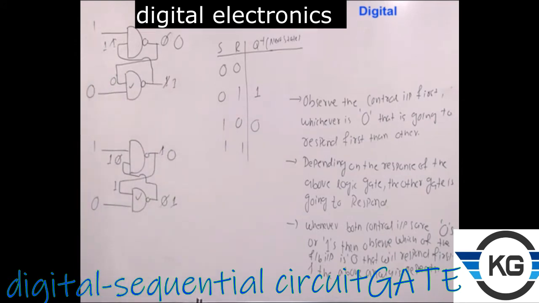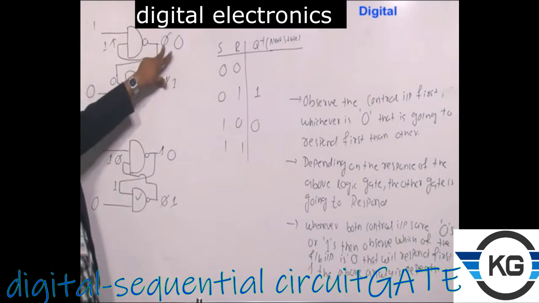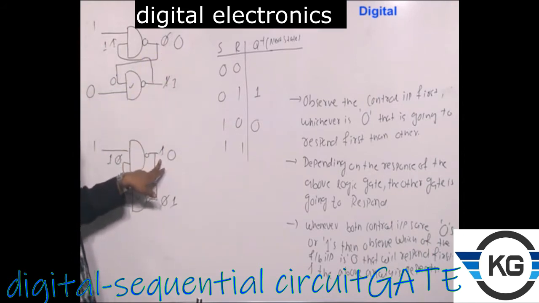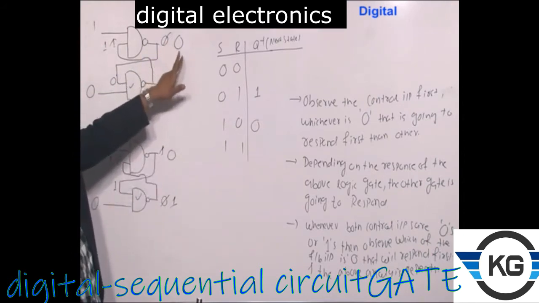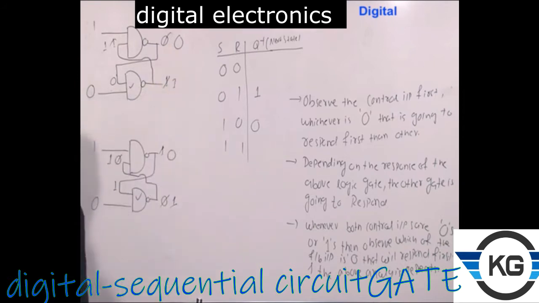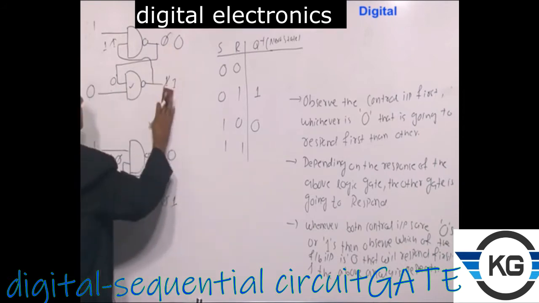I hope this is clear. When the external input is 1, 0, irrespective of the initial condition, whether I have taken 0 or 1, the next state, that is Q, is equal to 0. Now let us give the input as 1, 1.